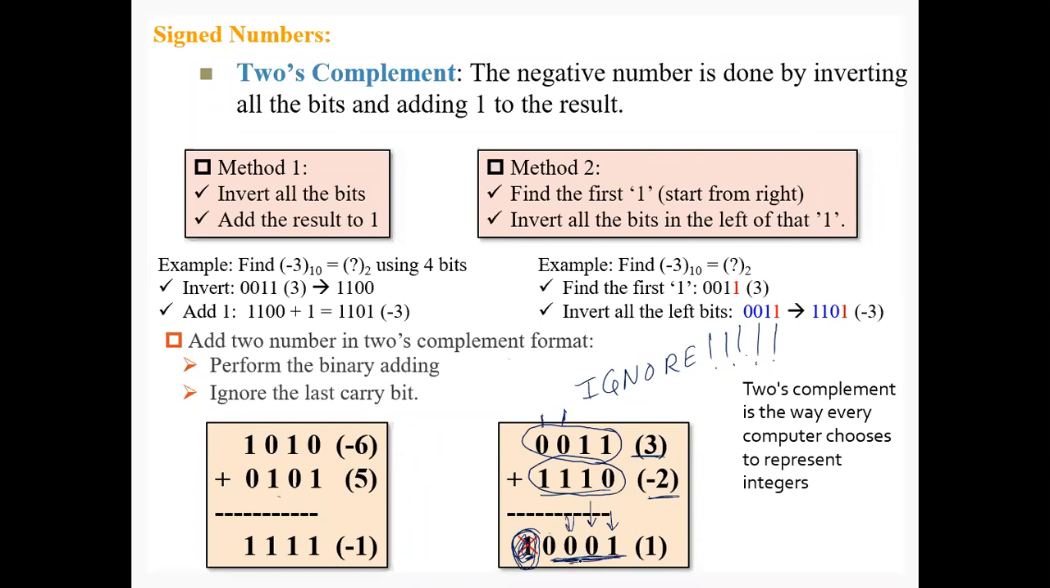So what is this guy? This is 1. Is it positive or negative? Positive because the first one is 0. Does it make sense?